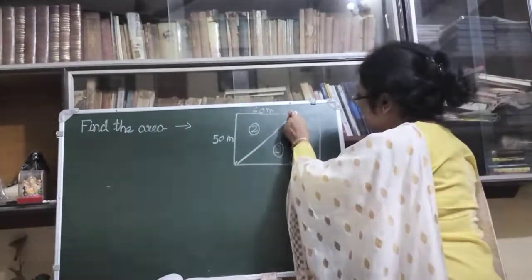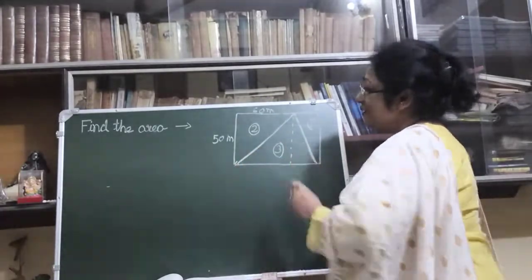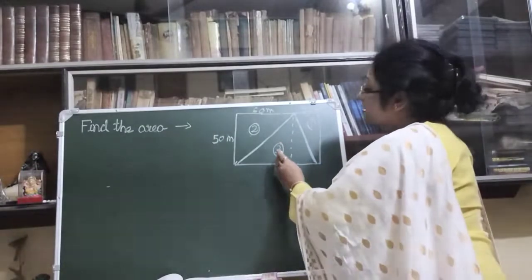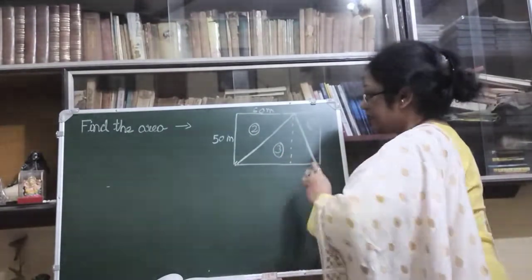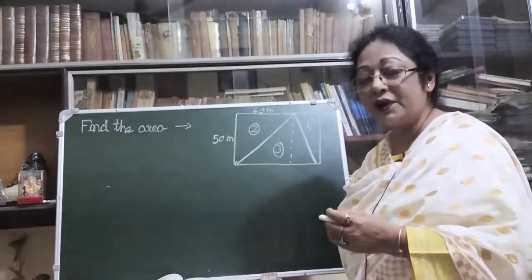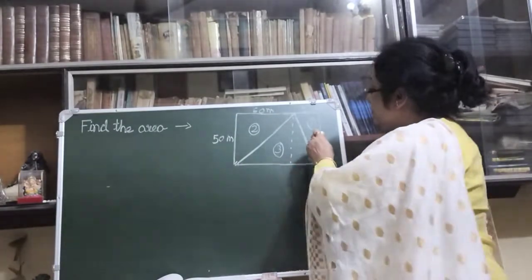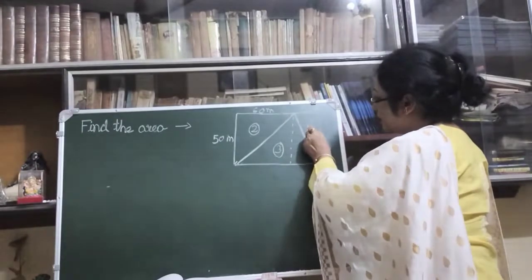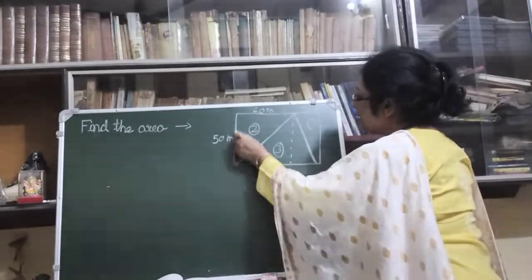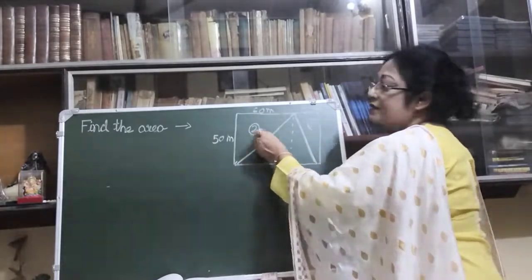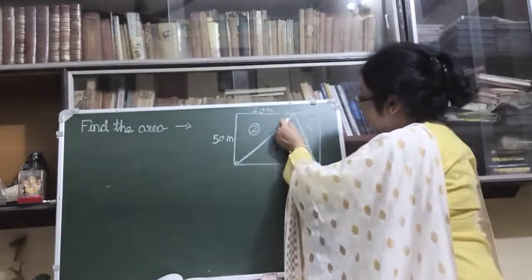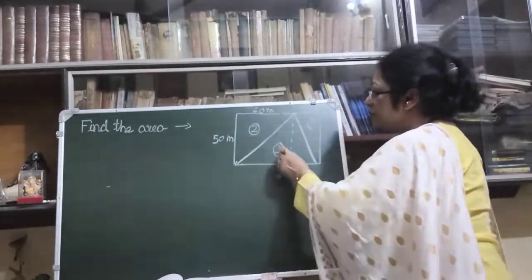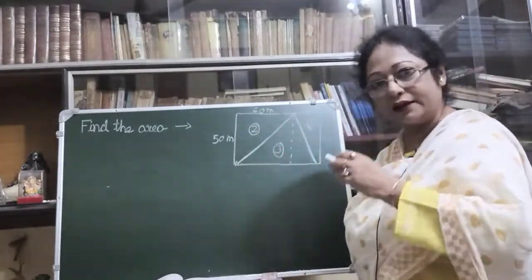You can see that I have drawn triangles inside this rectangle. It is not that one triangle is here. Children, you watch properly, you can see that three triangles are here. This one is triangle number one. This one is another triangle, number two, and the third one is this triangle. So we have one, two, three, total three triangles.